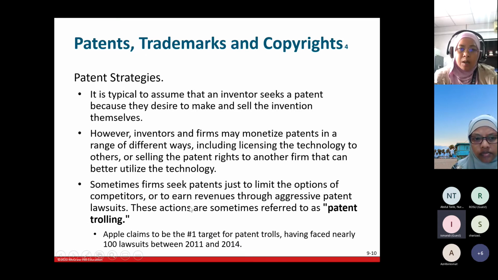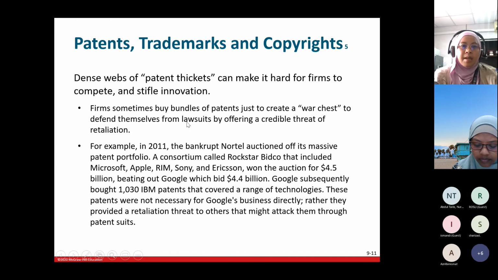So if you browse, you can see the case of Apple, back in 2011 and 2014, which I'm not going to cover in this class. Okay, a dense web of patents can make it hard for firms to compete and stifle innovation. Firms sometimes buy a bundle of patents just to create a war chest to defend themselves from lawsuits by offering a credible threat to retaliate.